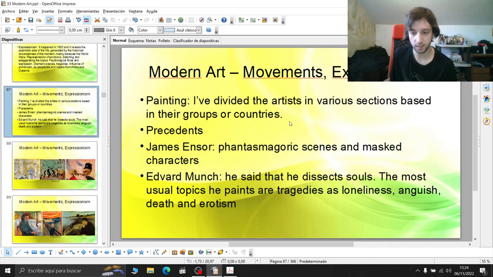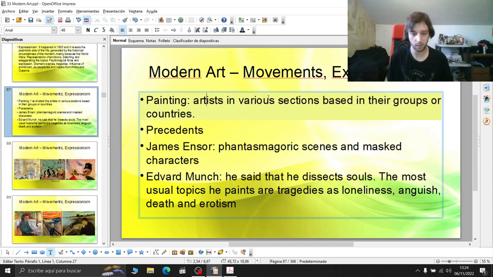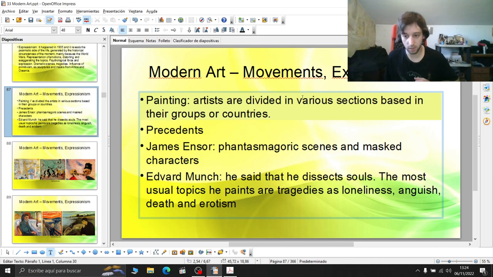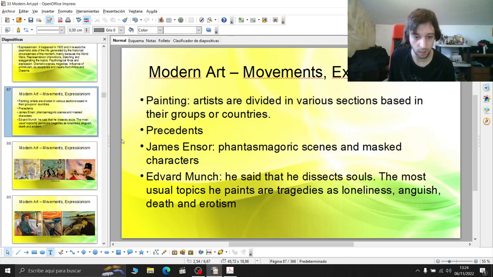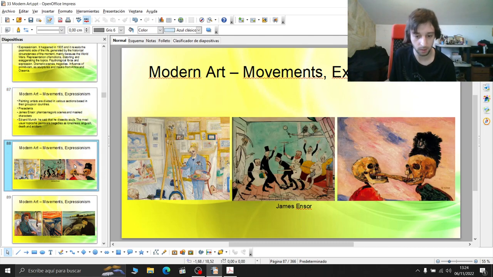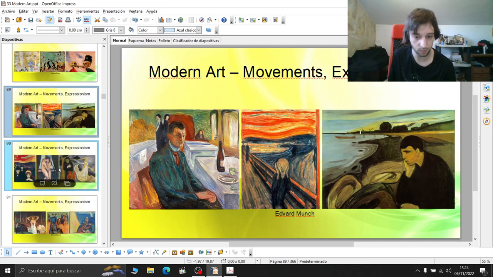Painting. I've divided the artists in various sections based on their groups and or countries. Precedents: James Ensor, phantasmagoric scenes and masked characters. Edvard Munch said that he dissects souls. The most usual topics he paints are tragedies and loneliness, anguish, death, and eroticism. So here are James Ensor and Edvard Munch.